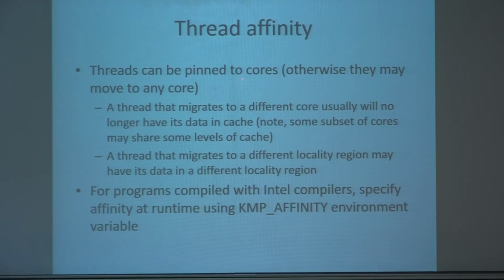And if you don't do it, the default is that they can move to different cores, in which case the local caches on those cores might not have the information that you want. Your NUMA domains, you might not be closer to the NUMA domain that contains most of your data. And there are ways of trying to control all these things. For instance, on Intel compilers, there's this KMP affinity environment variable that you can set to specify the behavior that you want.